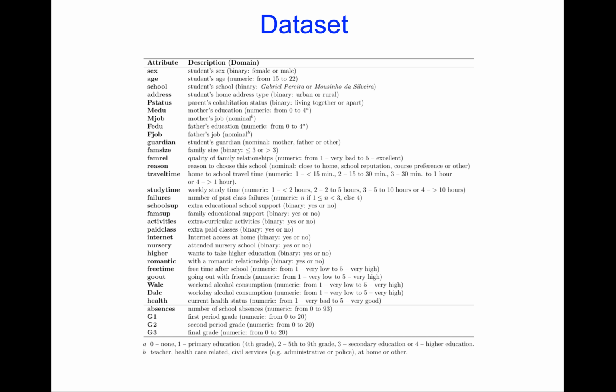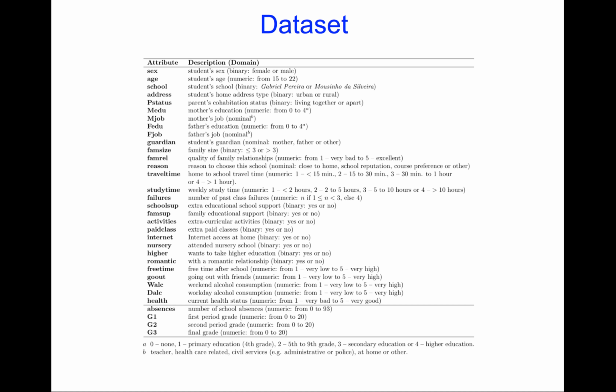Weekend alcohol consumption. It's also measured from 1 to 5, 1 being very low and 5 being very high. Next, weekday alcohol consumption. It is measured in numeric, 1 being very low, 5 being very high. Next is DALC, which is workday alcohol consumption, 1 being very low and 5 being very high. Next is health, the current health status. It is also measured in numeric, 1 being very bad, 5 being very good.